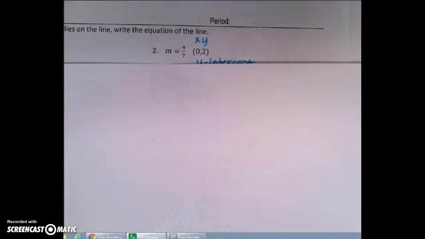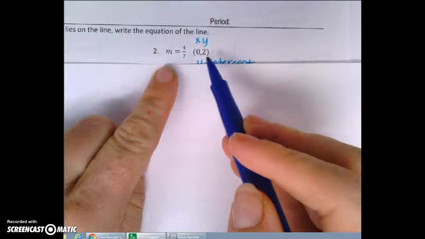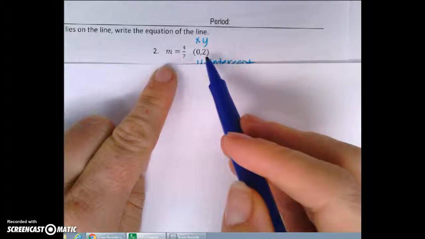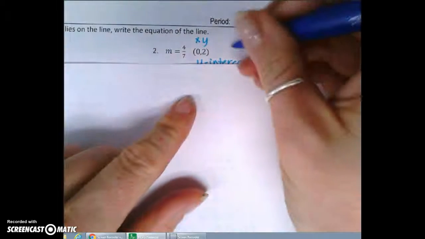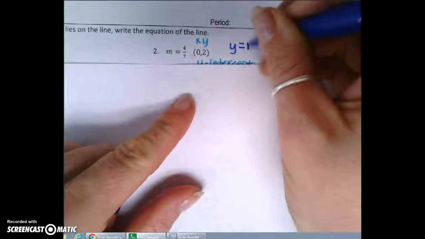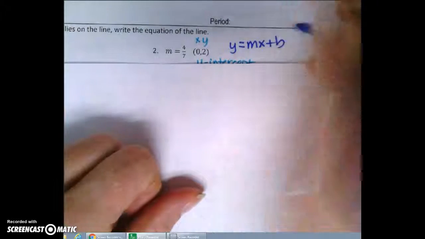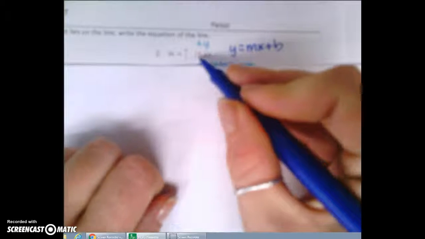Over the rest of the warm-up, number 2, they give you a slope and a coordinate on the line. And again, they want us to write the equation of a line. An equation of a line, again, is in slope-intercept form. Y equals mx plus b. M is your slope, b is your y-intercept. Y-intercept, your x is 0.